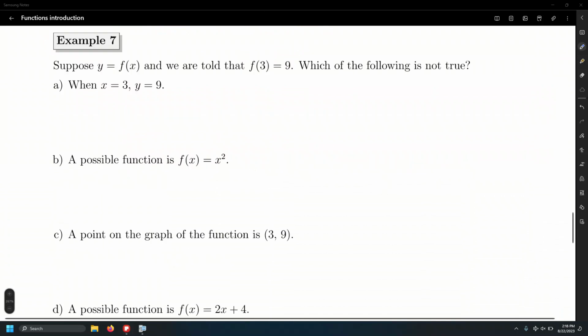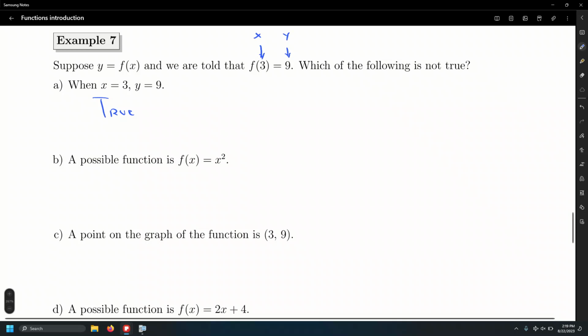Okay. So again, we are given some random function that we don't know. That function, of course, is going to generate a huge relation of points that relate x's with y's. And one of those particular points is f of 3 equals 9. So letter A, when x equals 3, y equals 9. True or false? True. And that's because essentially this is x and this value equals y.